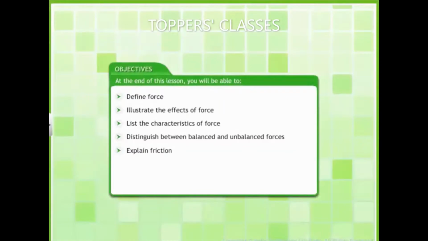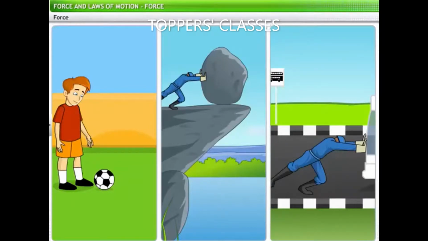At the end of this lesson, you will be able to define force, illustrate the effects of force, list the characteristics of force, distinguish between balanced and unbalanced forces, and explain friction. To explain the concept of force, let's first observe some real-life situations.